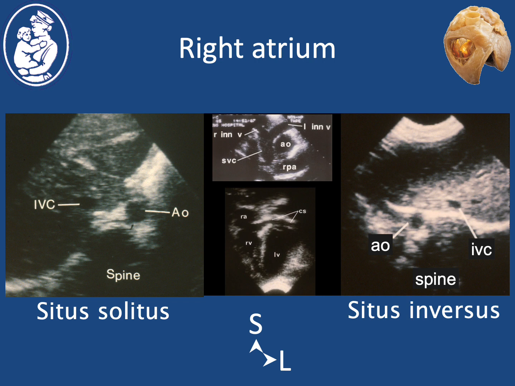In the middle panels, the apical view, as we saw before, shows the coronary sinus coursing in the left AV groove into the right atrium. The upper panel is a suprasternal notch view showing the left innominate vein joining the right innominate vein to form the right superior vena cava. This is characteristic of situs solitus, but not diagnostic.